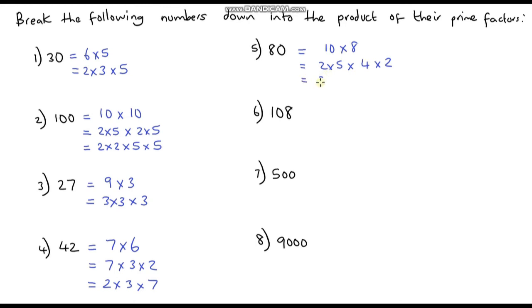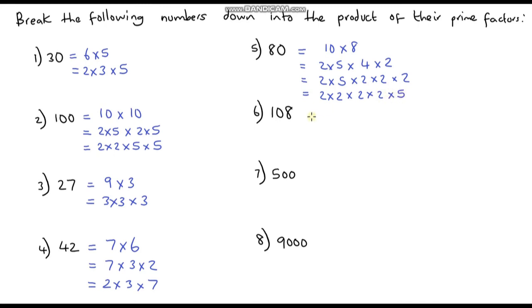So we've got 2 times 5 times 4. Well, 4 is the same as 2 times 2. So it's going to be 2 times 2. And then we've got that extra 2 at the end here. And again, if we just put this in order, we've got 1, 2, 3, 4 2s and 1 5. So 2 times 2 times 2 times 2 times 5.